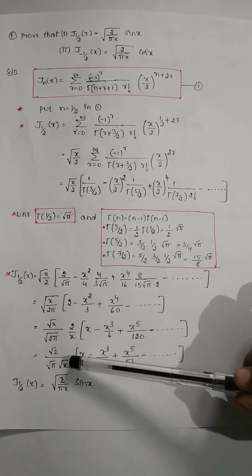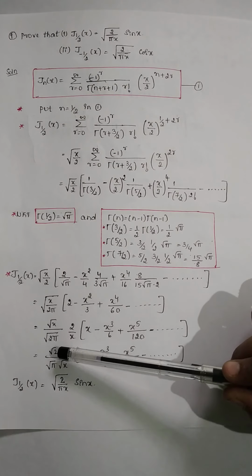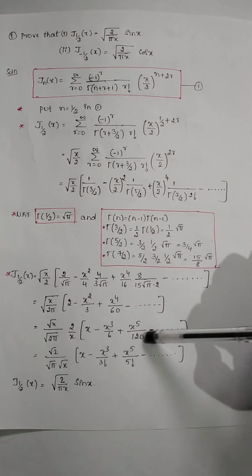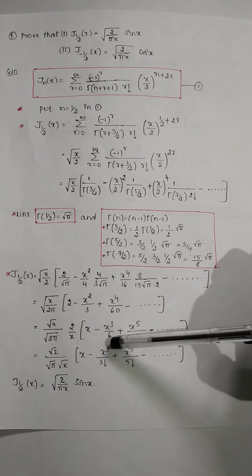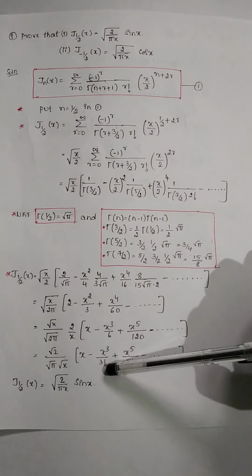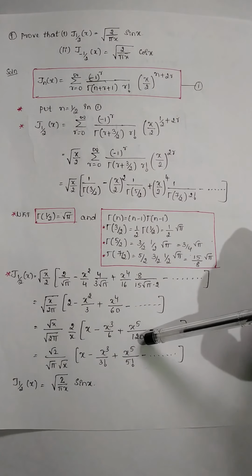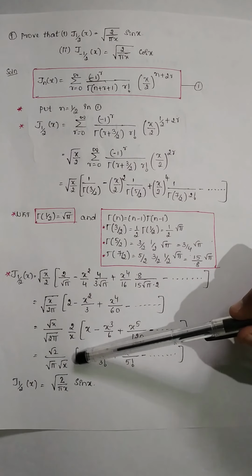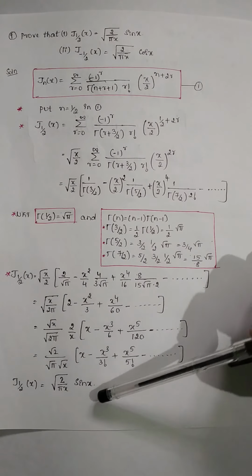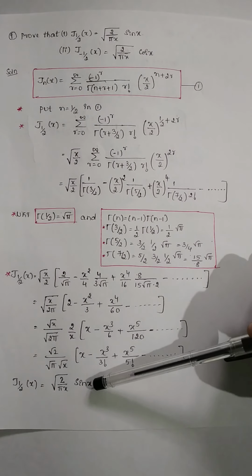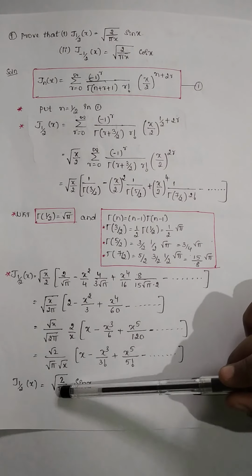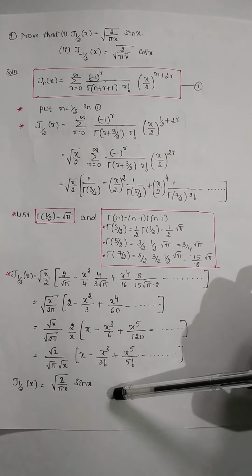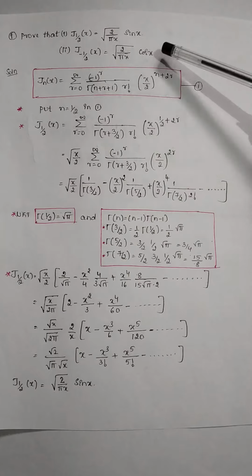The remaining terms you write as they are, that is square root of 2 divided by root pi into root x. And the terms inside the bracket you write as x minus x cube divided by 3 factorial, and in the next term, 120 is written as 5 factorial. The series that you get inside the bracket will be the sin x series. So J half of x is equal to square root of 2 by pi x into sin x. This you have proved.